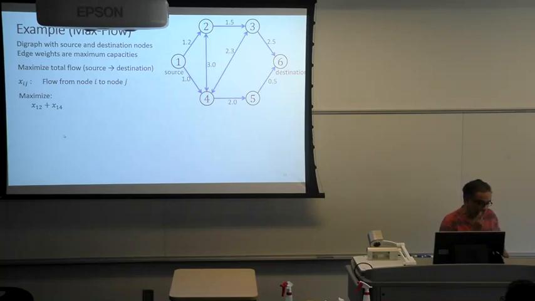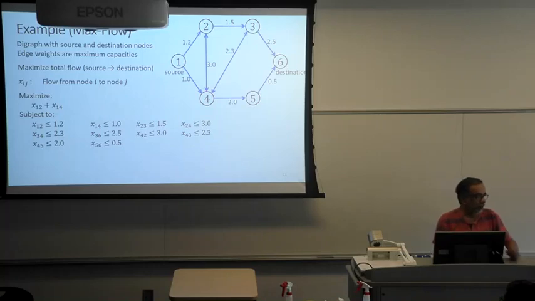Okay, so this is our objective function. I choose the outflow from the source. x12 plus x14 is what I want to maximize, subject to a set of constraints. From 1 to 2, the flow cannot be more than 1.2, right? So x12 is less than or equal to 1.2. x23 cannot exceed 1.5. Okay, so these are one set of constraints.